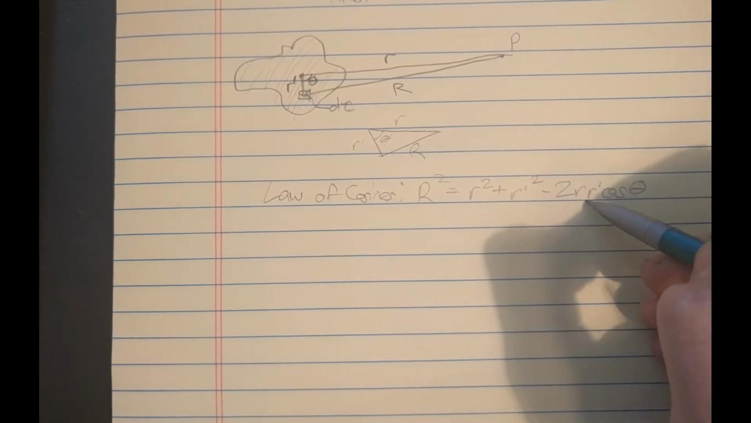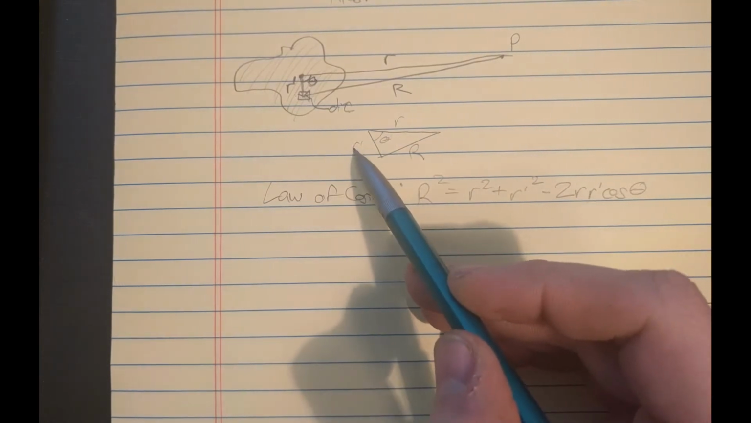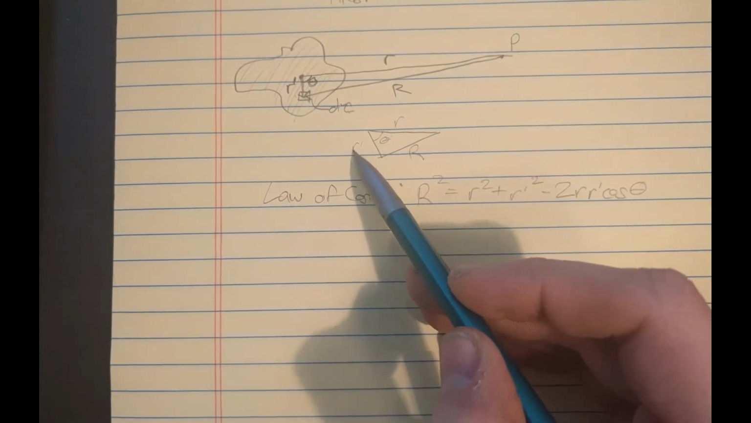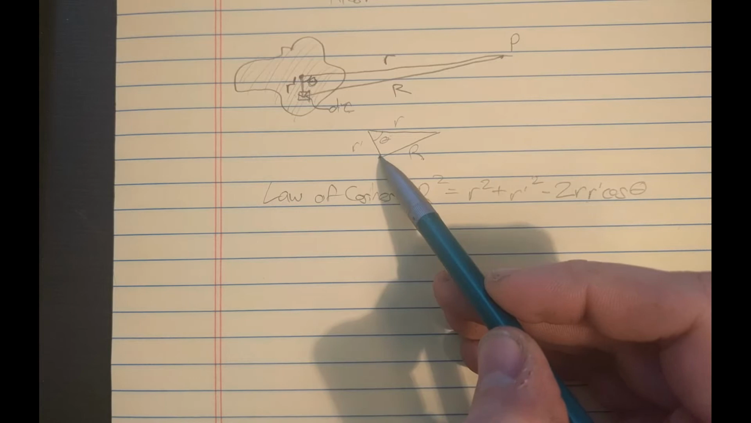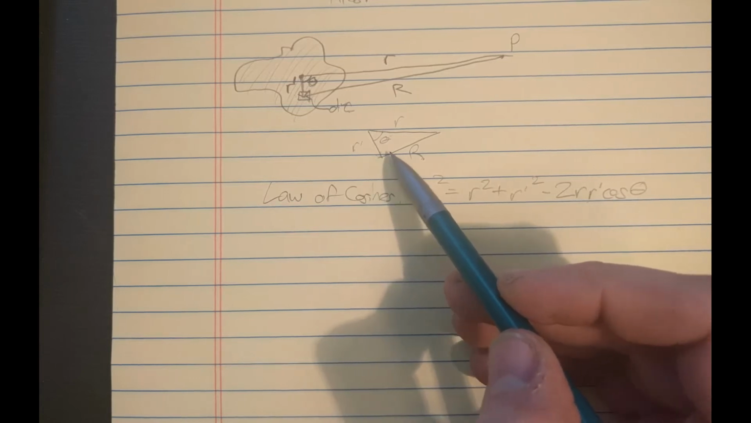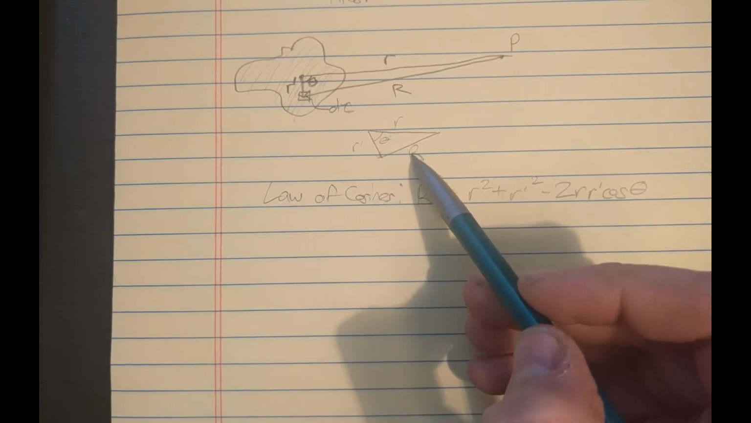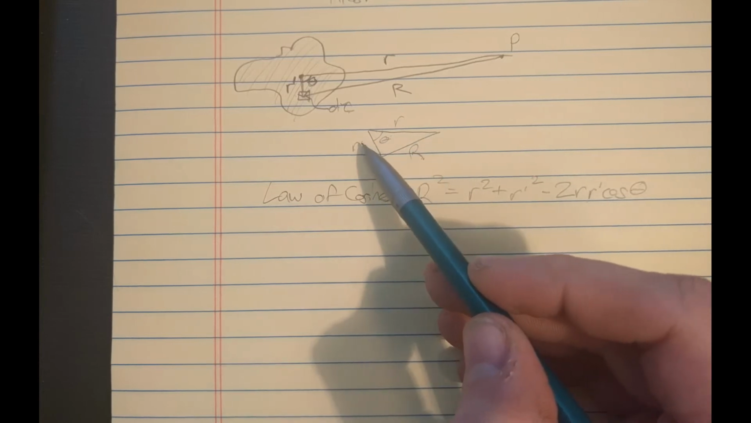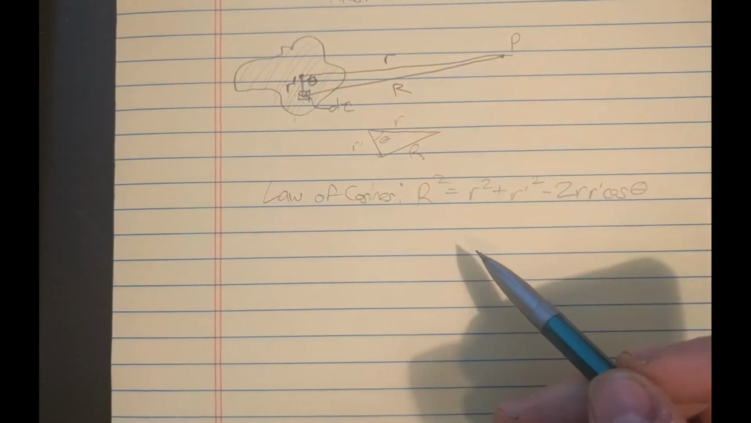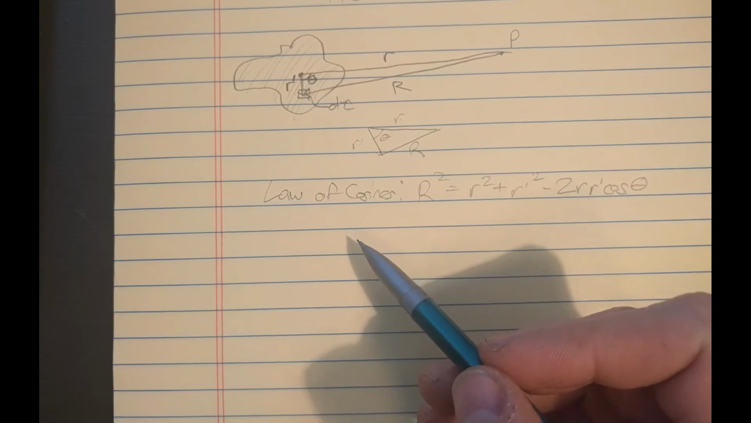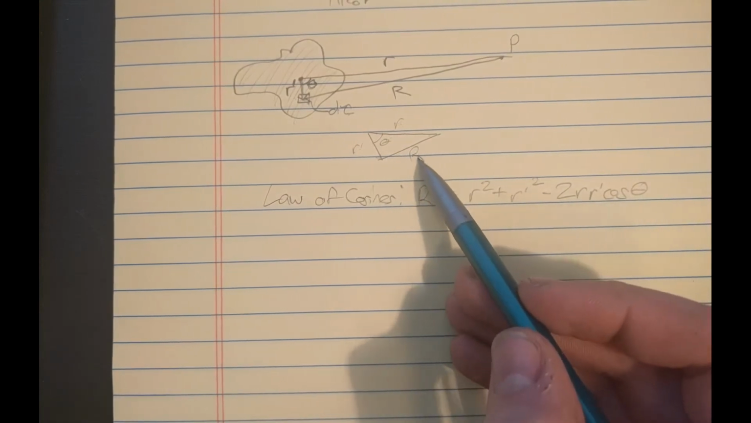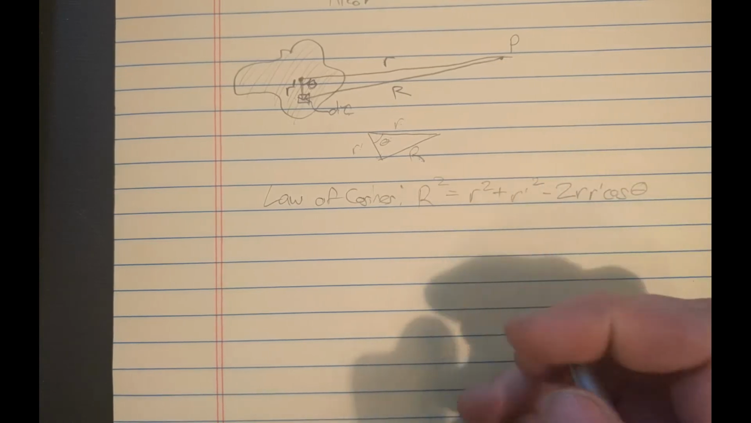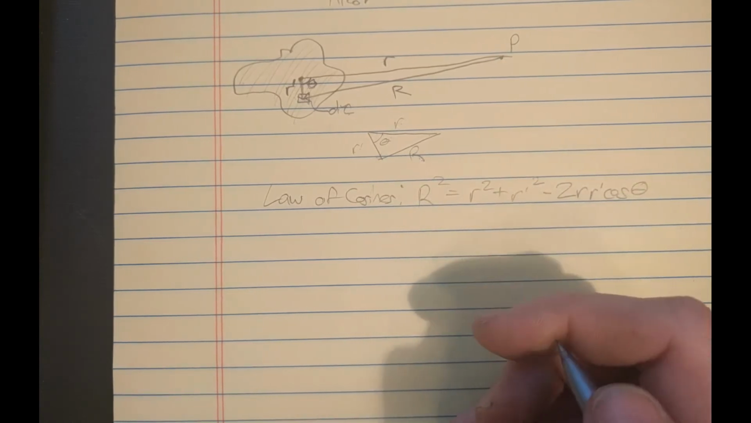That's the law of cosines. It's easily derived by considering, instead of just distances, each of these as vectors, and thinking of big R as the difference between the vectors r and r prime. It's an easy way to derive the law of cosines. You just take the dot product of big R with itself. But I won't do that here.